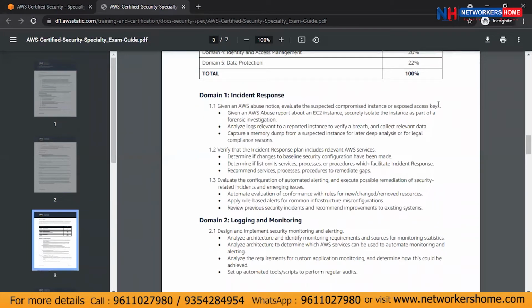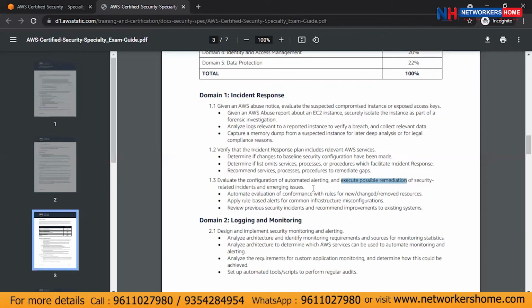You have to respond to it. Are you doing it? If you're not, you have to check the instance, whether somebody compromised your instance or not. If compromised, what remediations you have to take. Okay, those things. Verify that the incident response plan includes relevant AWS services. Evaluate the configuration of automated alerting and execute possible remediation of security related incidents and emerging issues.